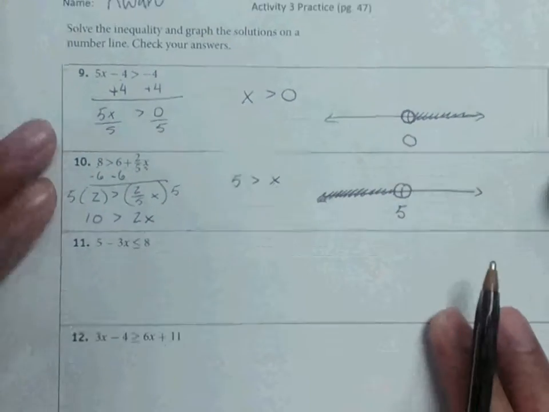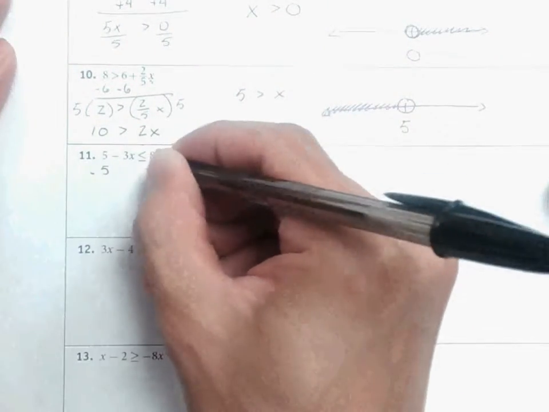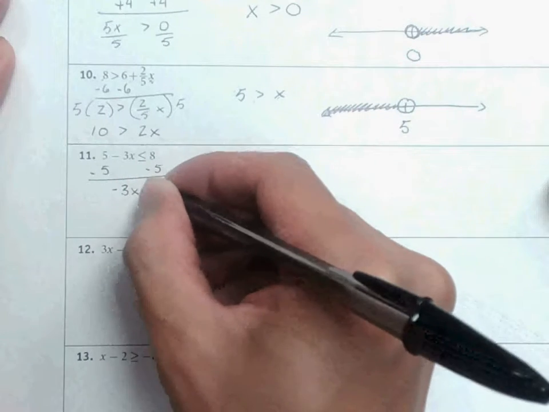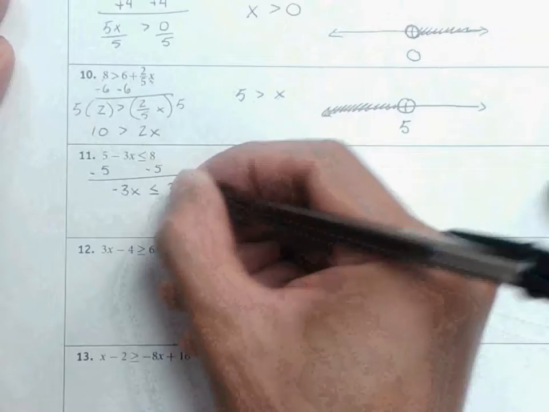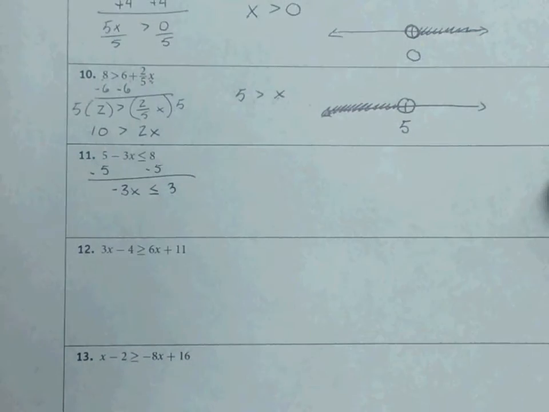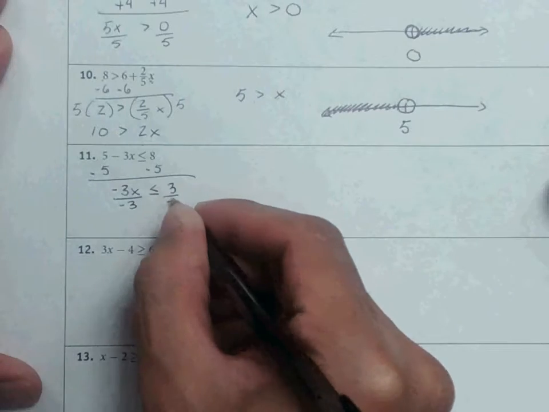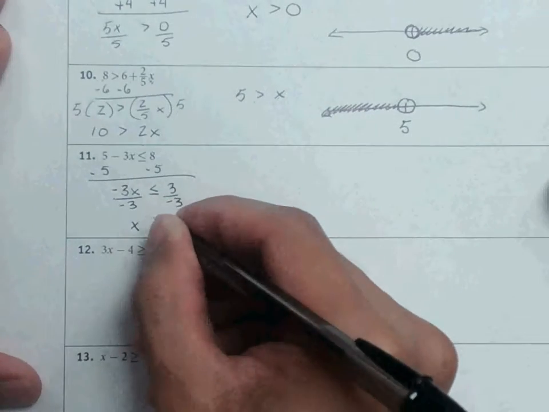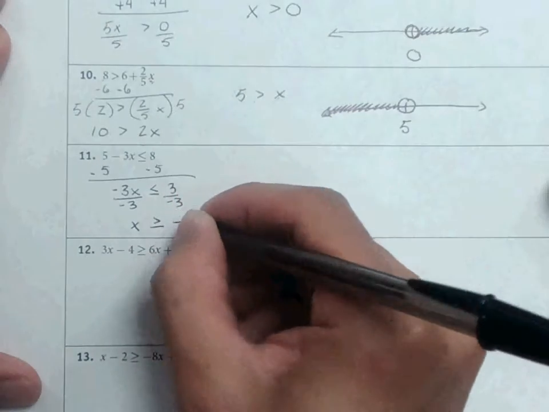Alright. So on to the next one. Get rid of the constant that's on the same side. Negative 3x less than or equal to positive 3. Alright, so I see that I have to divide both sides by negative 3. And because I divide by negative, I'm going to flip my inequality the other way. Alright, and then 3 divided by negative 3 is negative 1.